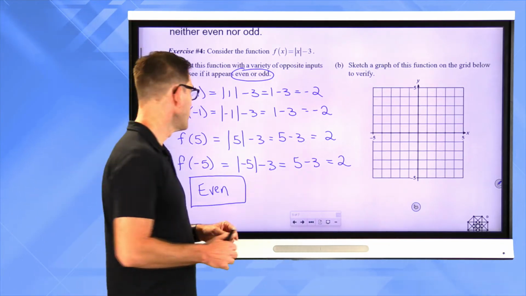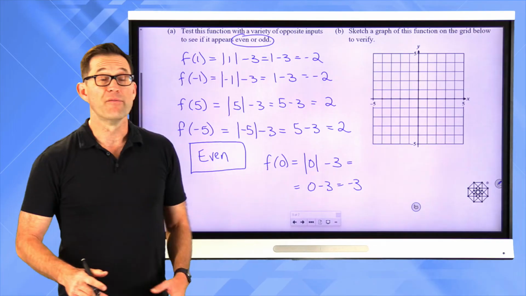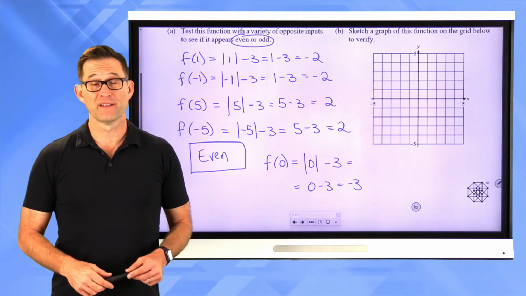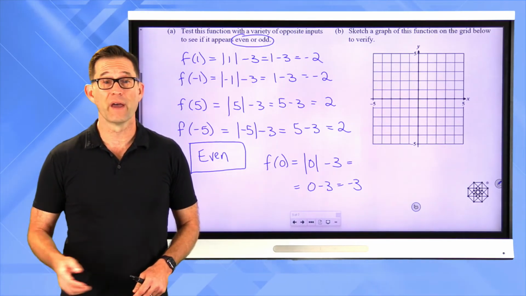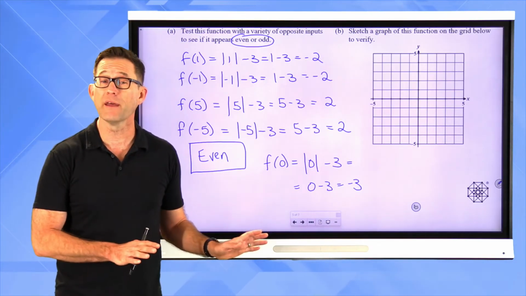Well, just really quickly down here, let me figure out what f of 0 is. That's the absolute value of 0 minus 3, which is 0 minus 3, and that's negative 3. Obviously, f of negative 0 is also negative 3, but that's just because f of 0 and f of negative 0 are exactly the same thing. Anyhow, so we've got plenty of points now.